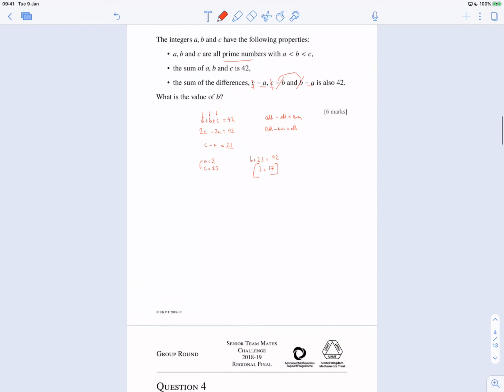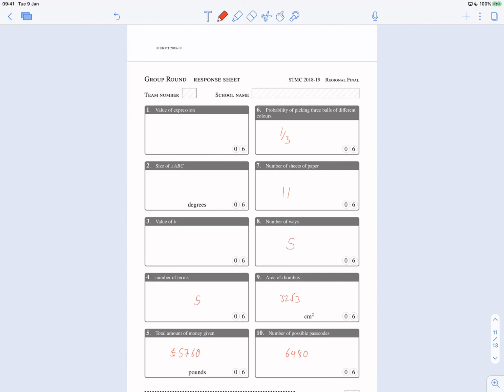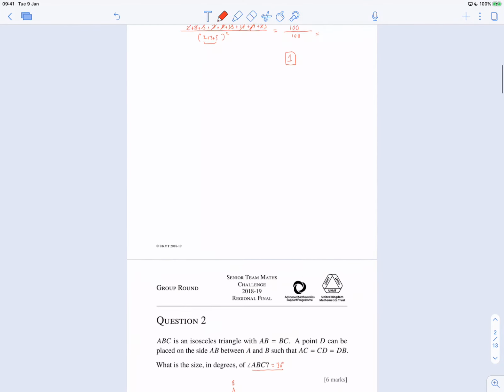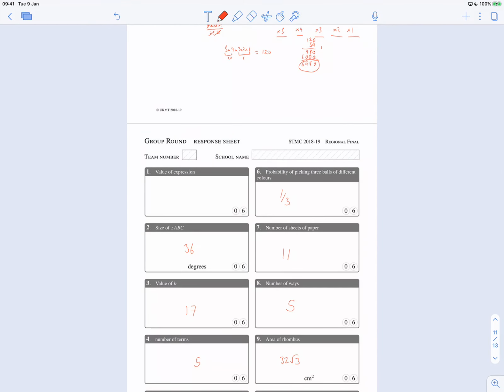Number of terms, there was 5 terms and 17, so 5 and 17. Size of the angle, oh, that was the isosceles one. I want to say that's 36, and the value of the expression was, so that angle, 1 and 36. Okay, so we'll pause there. I had 10 minutes, 49 seconds left. Yeah, moderately difficult.